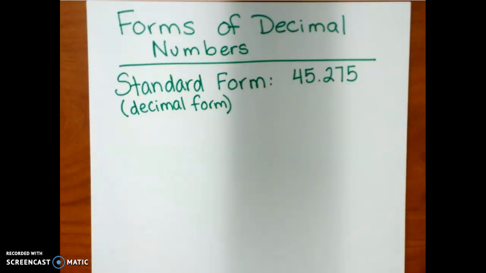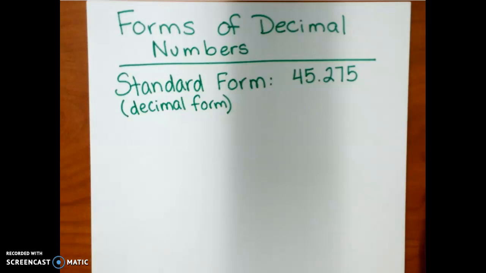Hi everybody. After Tuesday's quiz, I decided that we were going to need some extra credit. So I'm going to go over some forms of decimal numbers, and then you'll have a quick, short little assignment that you can do to get some extra credit on your quiz if you want to do that. So these are the questions that were missed most often on the quiz.